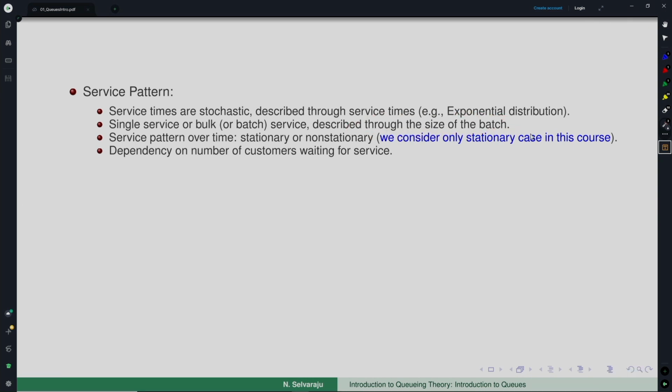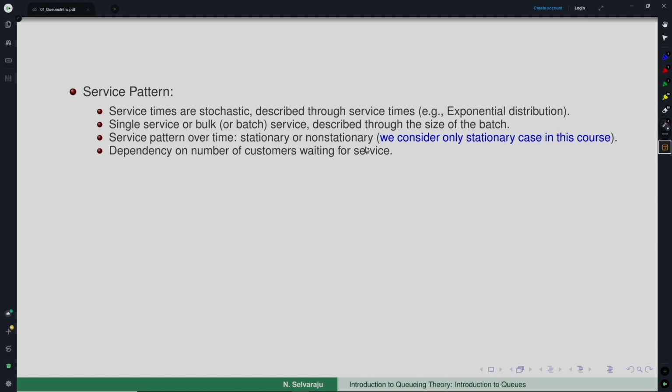Okay. So, that can happen, and also the service pattern over time, again the rate of service if you look at it. The service could be stationary or non-stationary, that means it could depend on time or it may be independent of time. So, again in this particular case we consider the stationary case only, right.